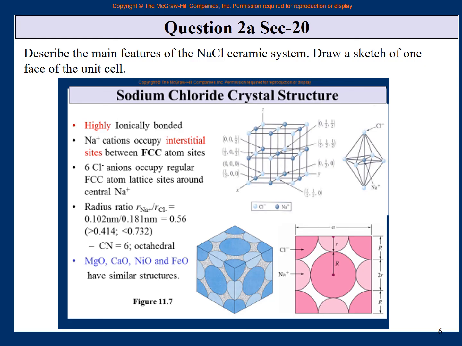If you remembered that magnesium oxide, calcium oxide, nickel oxide, iron oxide belong to the same family, then this is good. And I am just asking this. You see, this is the full cube. If you take any one face, then the 4 corner ones and the middle one are one type, one color, and the interstitial sites are the other one. So this was the requirement, and any 3, 4, 5 points from here. So this was again a relatively simple question.